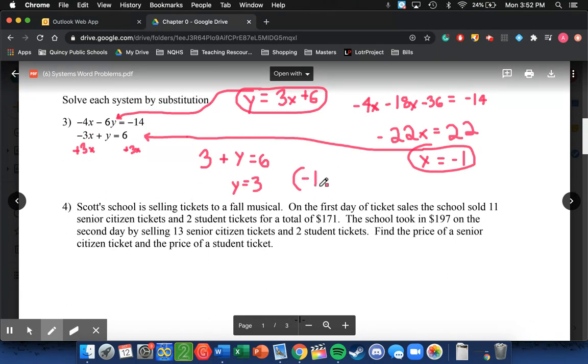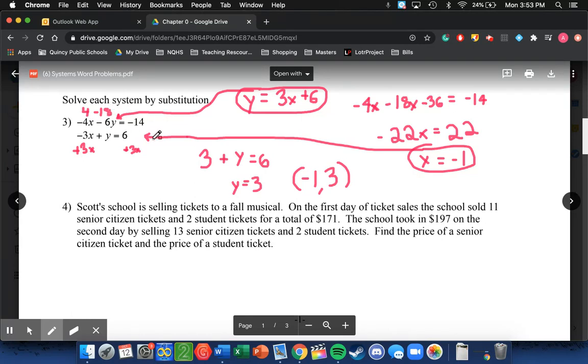Now if I want to check my work, I can always return to this right here. And I can always return to that right there. What's -1 times -4? +4. What's -6 times 3? -18. And what is 4 minus 18? It's -14.